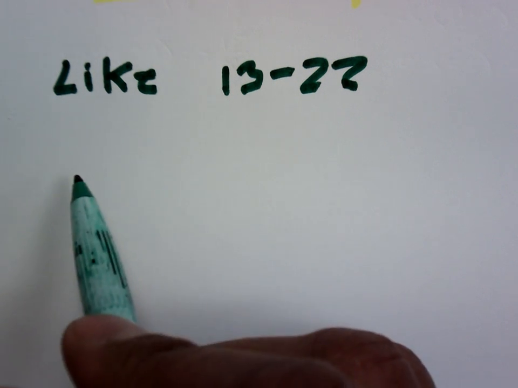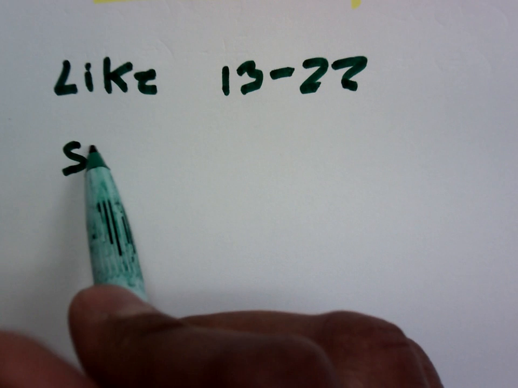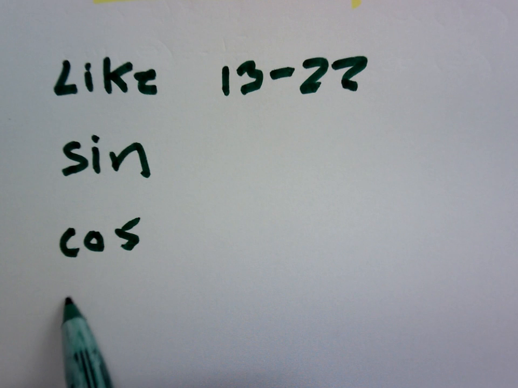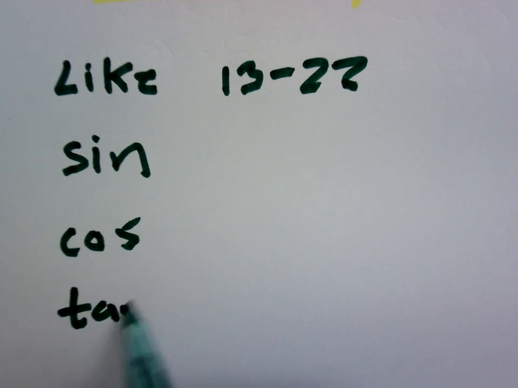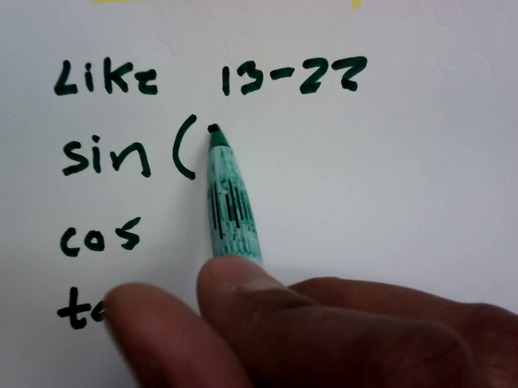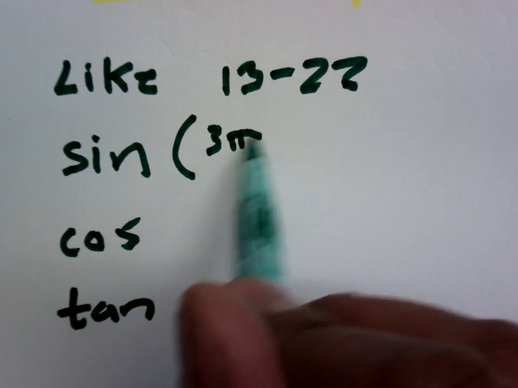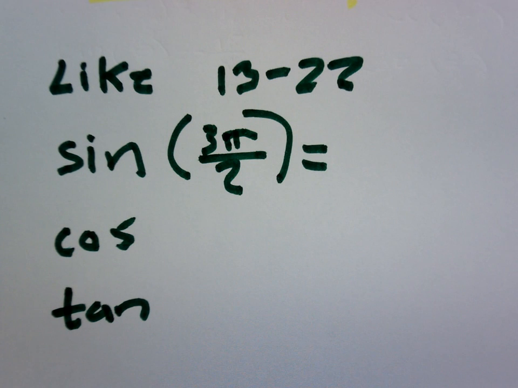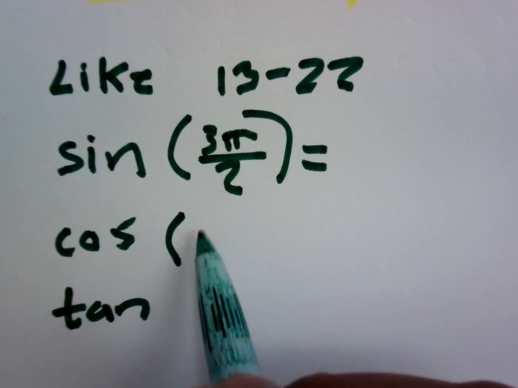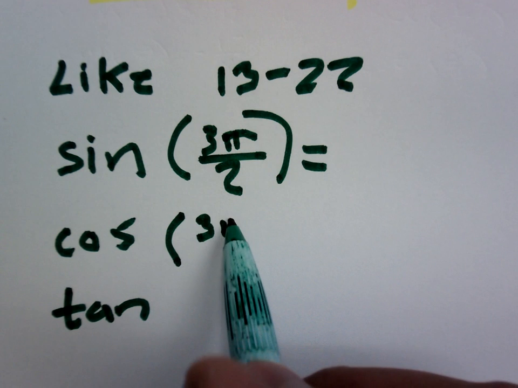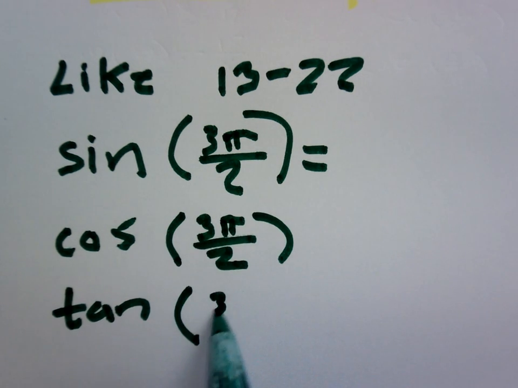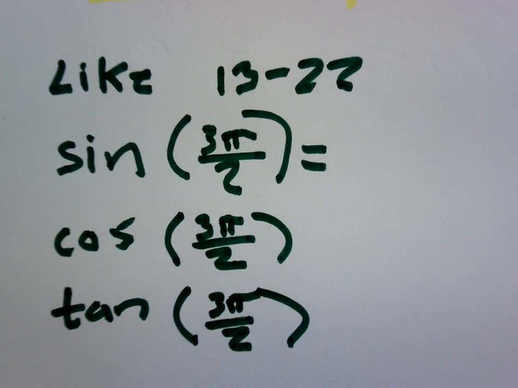So let's do the sine, the cosine, and the tangent of 3 pi over 2. Does all show up? Good. We want the cosine of that value, 3 pi over 2, and the tangent of 3 pi over 2. So your problems are going to look the same but have different numbers.